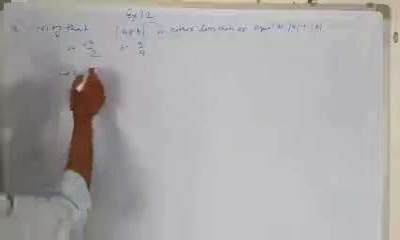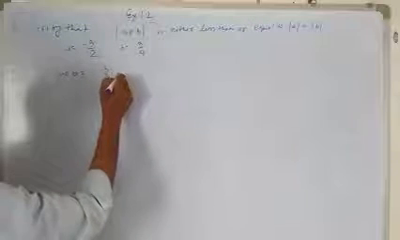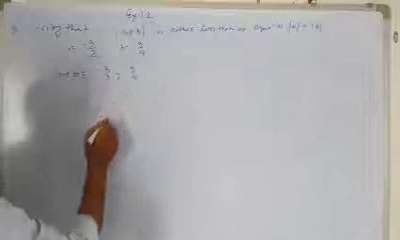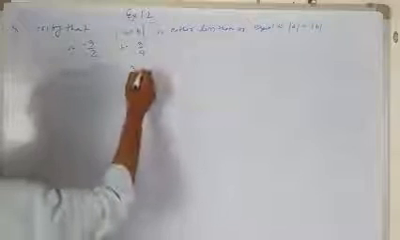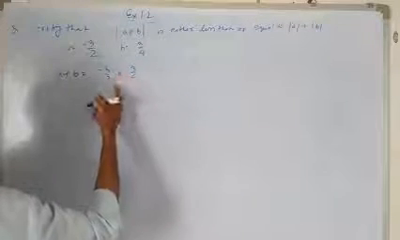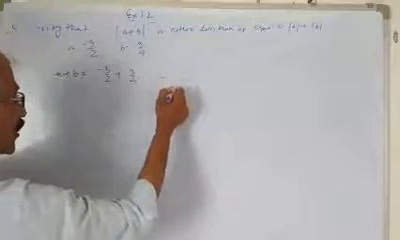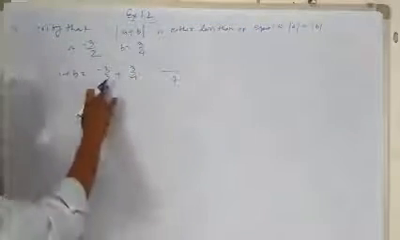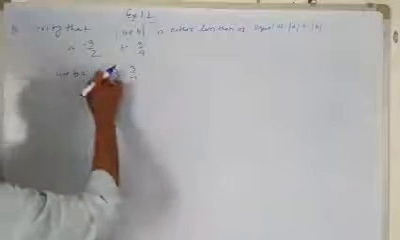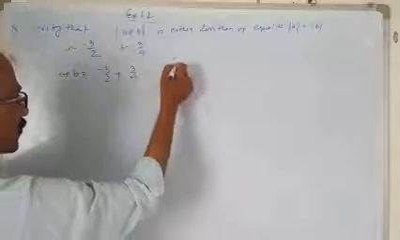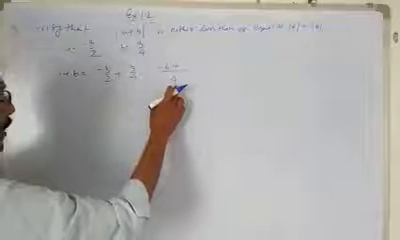a plus b is equal to minus 3 by 2 plus 3 by 4. Here the denominators are unequal, so we take the LCM. The LCM is equal to 4. Dividing 4 by 2, we get the value 2. 2 multiplied by minus 3 is minus 6. Plus, dividing the LCM 4 by 4, we get the value 1.